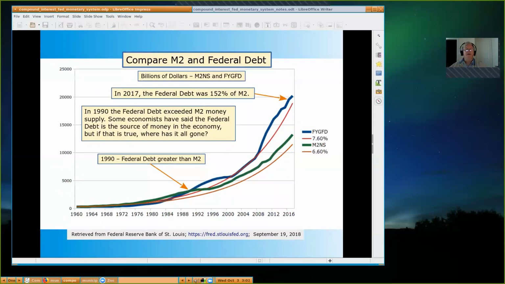Now to compare M2 and the federal debt, my cat wants to get up here.